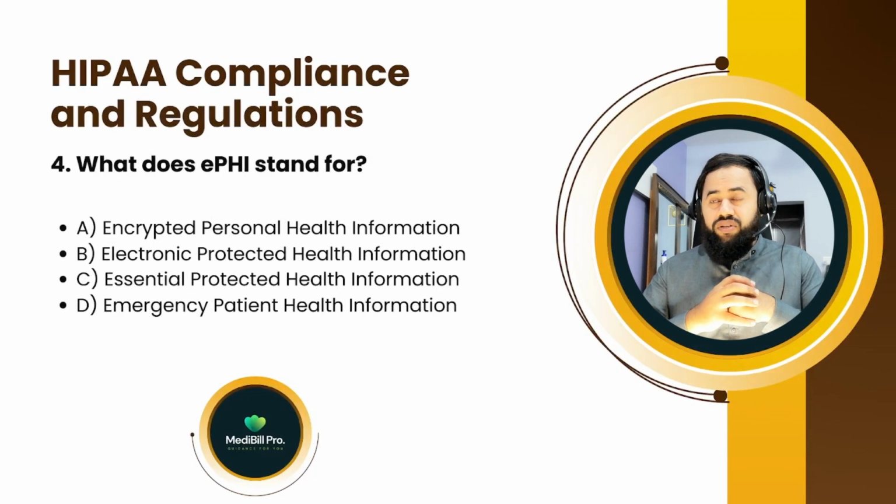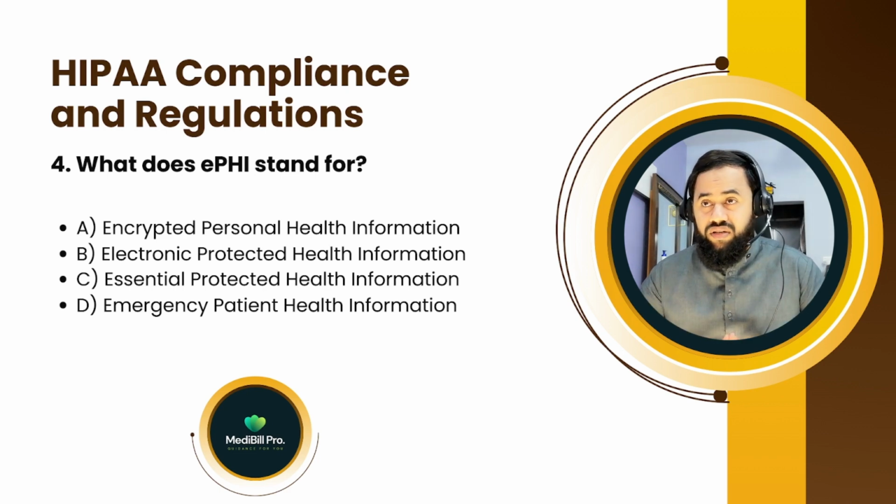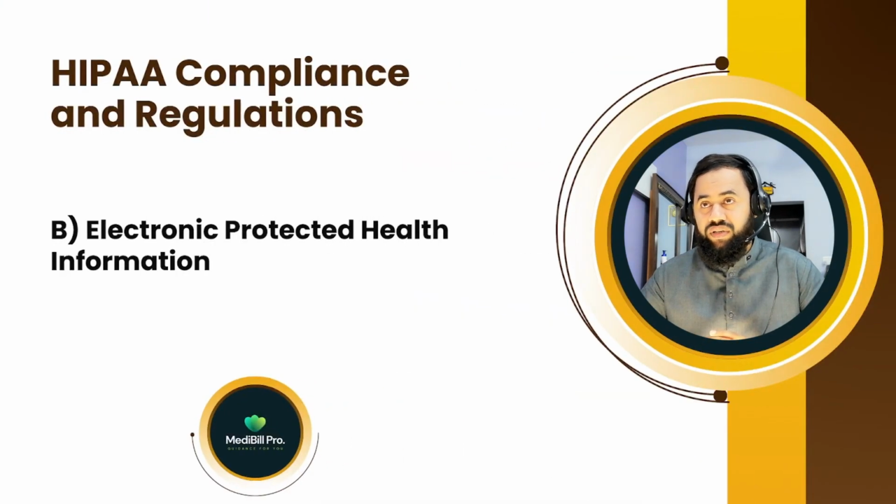Let's see, what is our question number 4? What does ePHI stand for? Option A is encrypted personal health information. Option B is electronic protected health information. Option C, essential protected health information. Or option D is emergency patient health information. So E stands for basically electronic. So option B is going to be the correct one, electronic protected health information.